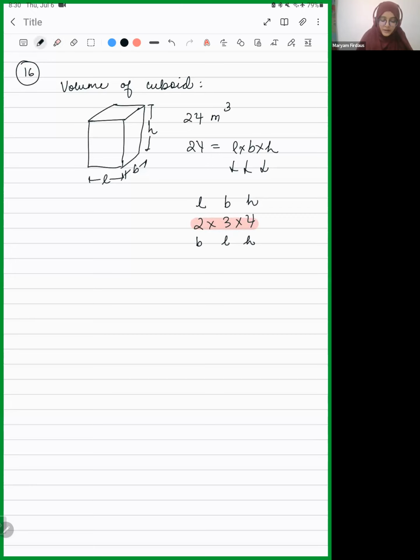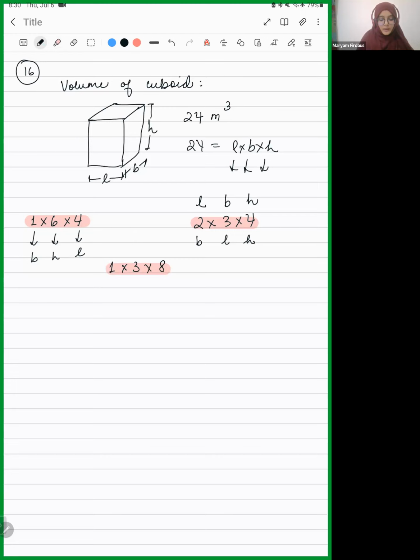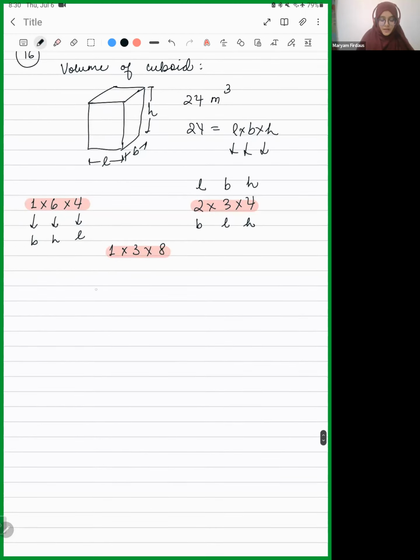Another possibility is 1 multiplied by 6 into 4, where 4 sixes are 24 and 24 multiplied by 1 is again 24. This could be your breadth, this could be your height, this could be your length, or anything could be the other dimension. One more possibility is 1 into 3 into 8, again equal to 24.